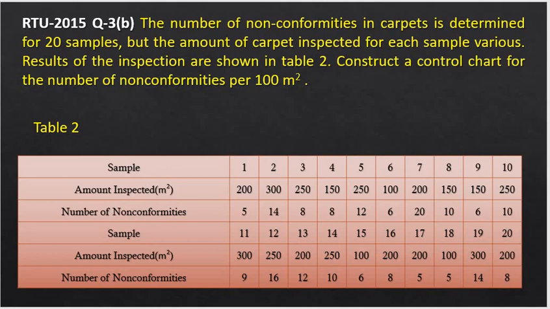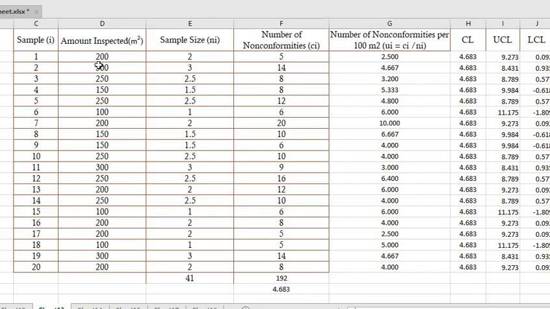So here a total of 20 samples are given, and the inspected amount in meter square is also given for each sample, you can see, and the number of non-conformities for each sample is also given. So from this given data we simply prepare one Excel table. Here you can see the total 20 samples given in the question, and the inspected amount in meter square is also given, and the number of non-conformities is also given.